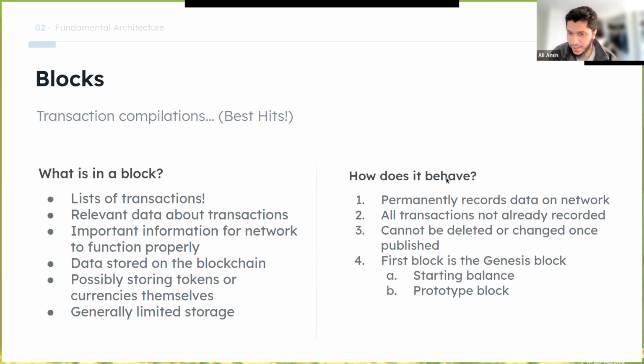So how do blocks behave? They permanently record data. What's in a block is there forever. And blocks always consist of new transactions which haven't been recorded yet. And once it's made into a block, you can't delete it or change it. The first block for any blockchain is always called a genesis block. And it has a starting balance if there's a native cryptocurrency with a balance on it. And it serves as the prototype for all the other blocks to follow.